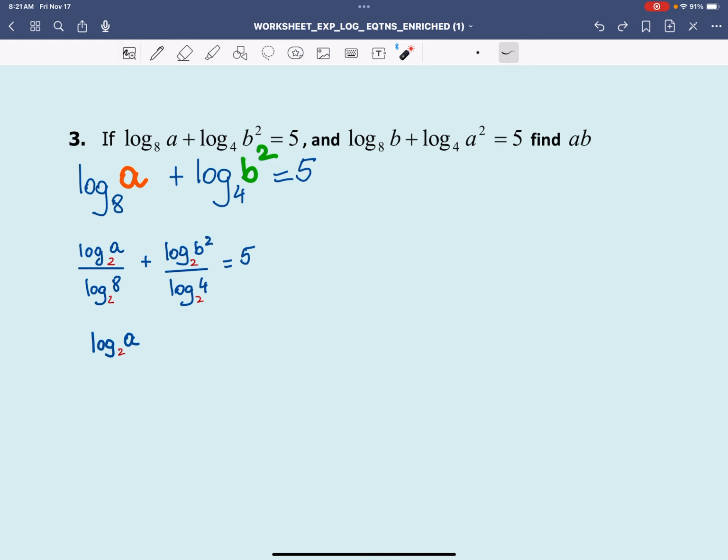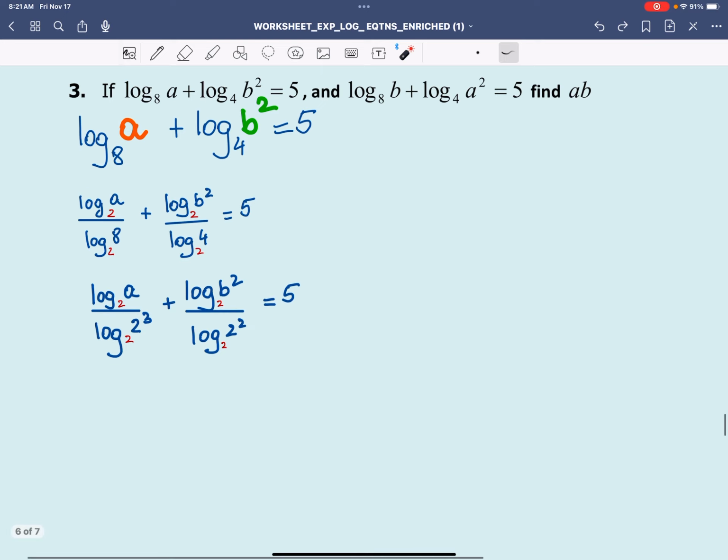So in the next step, then we have log with base 2 of a divided by log with base 2 of 2 to the power of 3 plus log with base 2 of b squared divided by log with base 2 of 2 squared equals 5. Let's continue simplifying. We know that base is the same. It means the answer is just the power 3. So if you want to understand this transition here better, remember that this is also the power law.